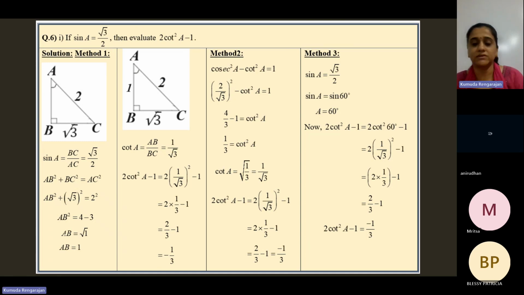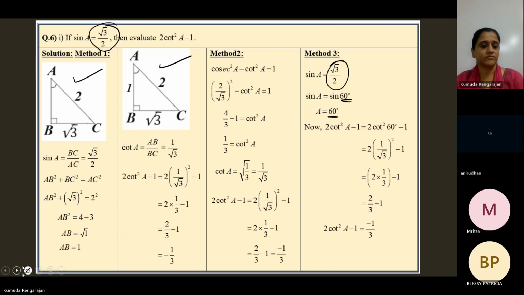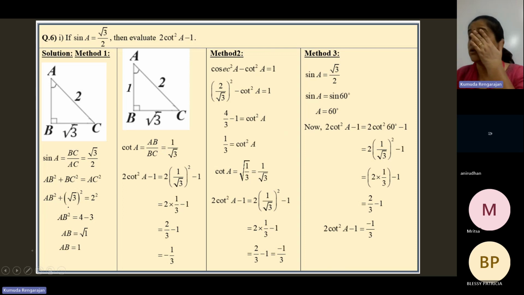They have done more than one method. So this is the triangle method. Method 1 is a triangle method. That is, one ratio is given, no? One trigonometric ratio is given. So I've used a triangle. The second is the trigonometric identity method. Then the third one is, you know, it is sin 60. So find the angle and learn all the 3 methods. In the exam, it's enough if you do one method.